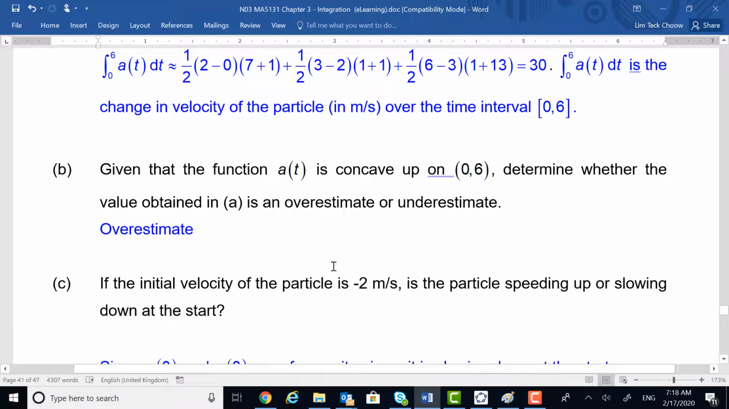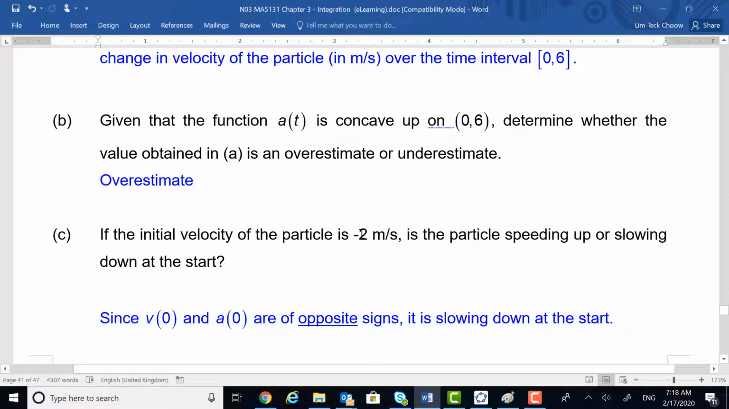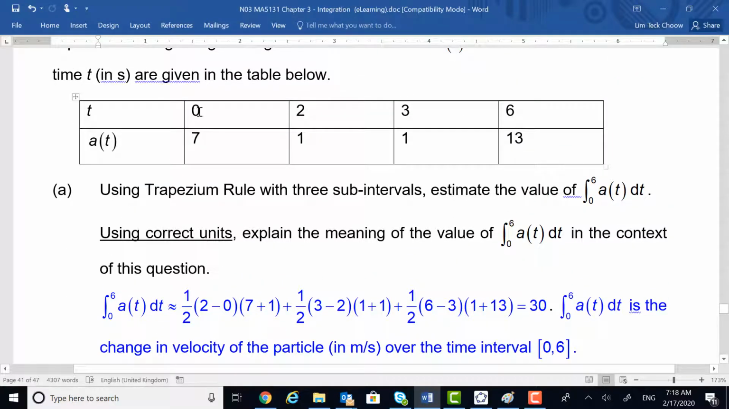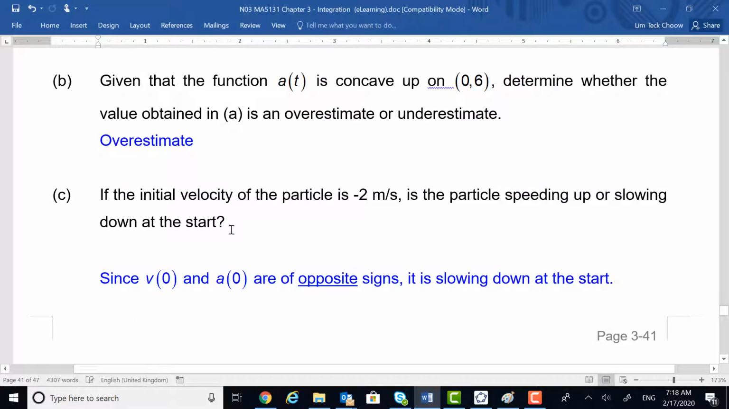If the initial velocity is minus 2, you don't know whether it's speeding up or slowing down. To know whether it's speeding up or slowing down, you have to compare the velocity value and the acceleration value. We are told that velocity is minus 2 at t equals 0. Let's write the acceleration. When t is 0, acceleration is 7. So when the velocity value is negative and the acceleration value is positive, they have opposite signs. When the velocity and acceleration have opposite signs, we say that the particle is slowing down.